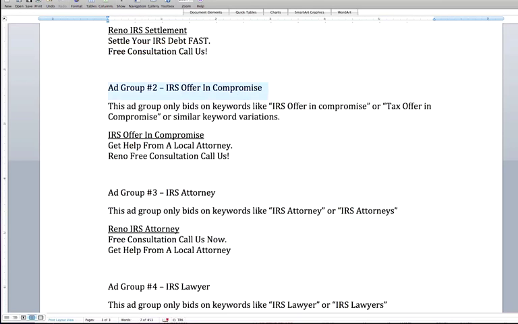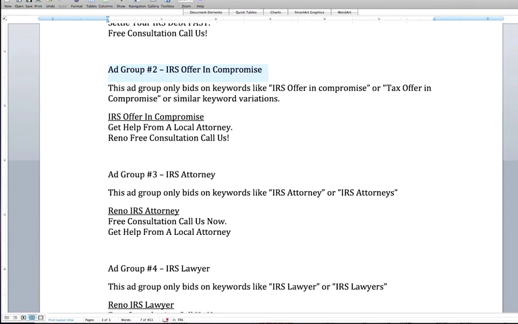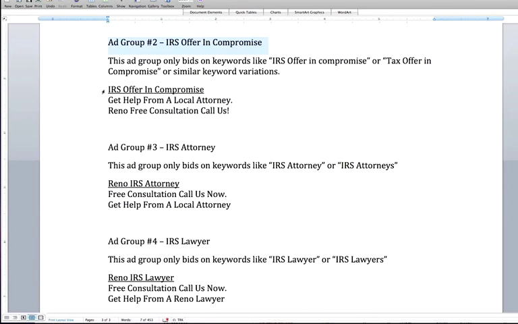Okay, next ad group might be IRS offer in compromise. That's a common term that people might be typing in if they want to do an offer in compromise, which is similar to an IRS settlement. But if someone's specifically looking for an offer in compromise, why not have your ad pop up that says IRS offer in compromise? Get help from a local attorney. Reno free consultation. Call us.